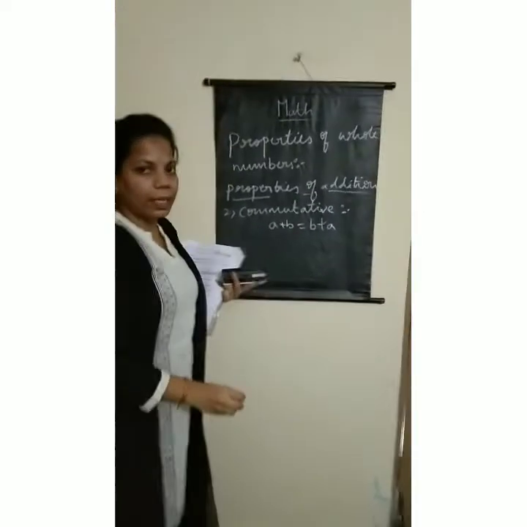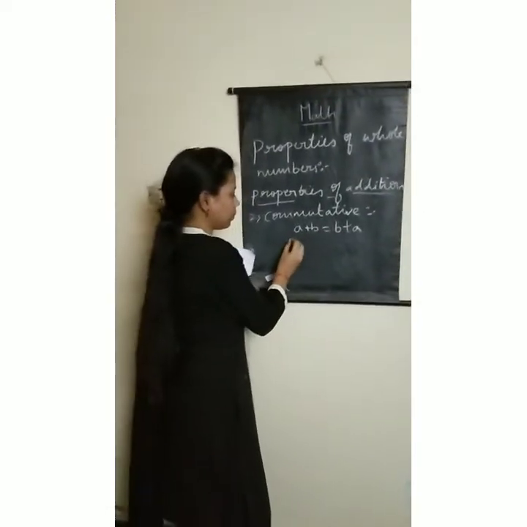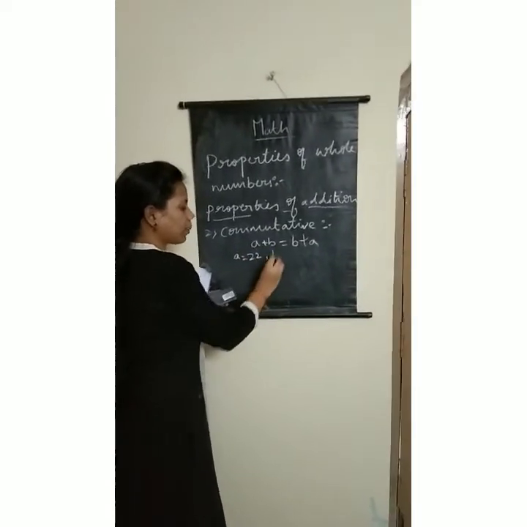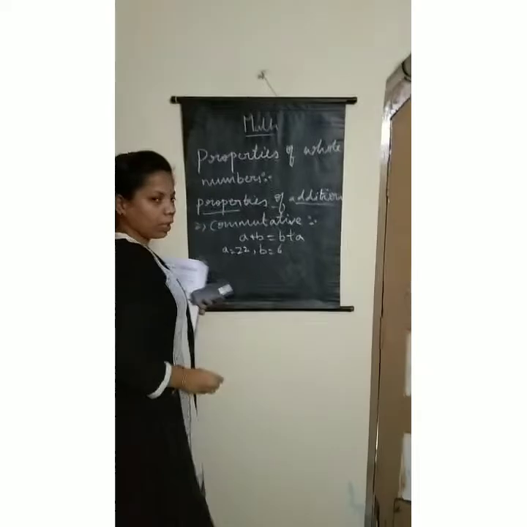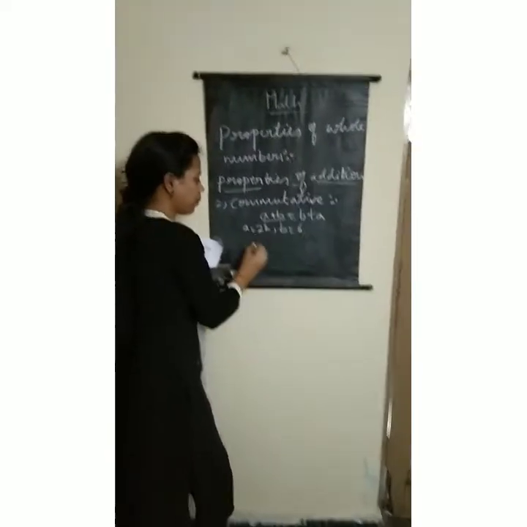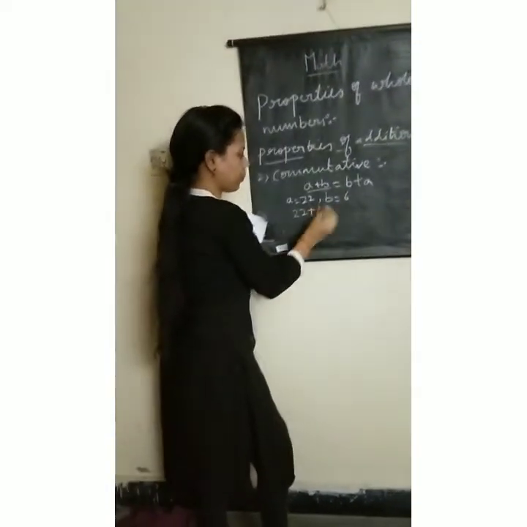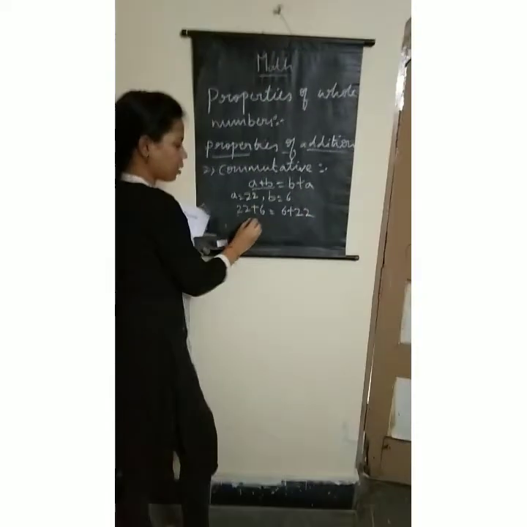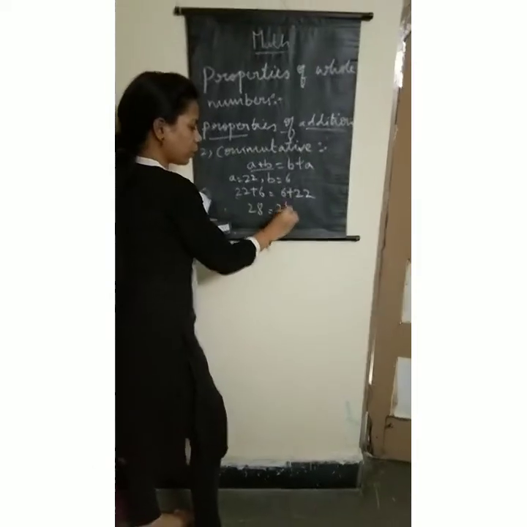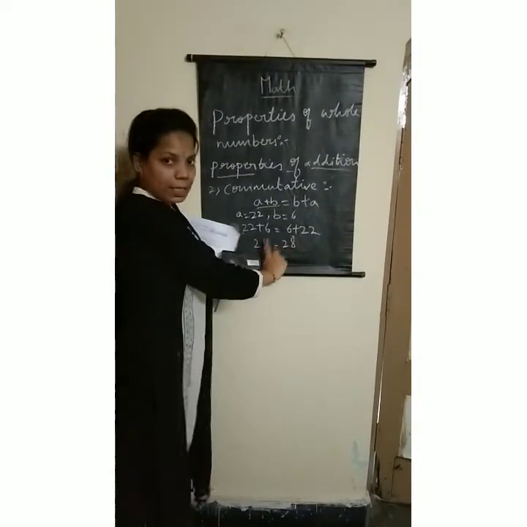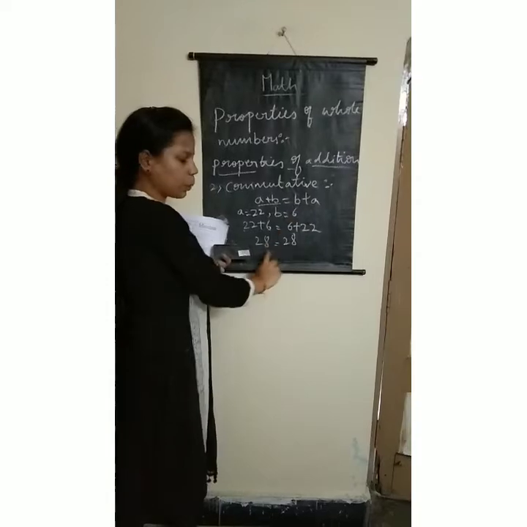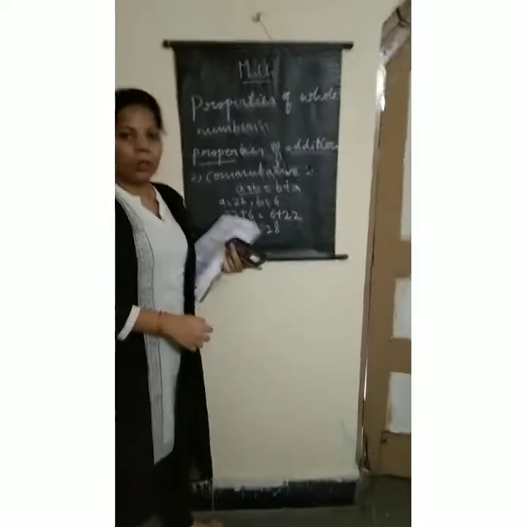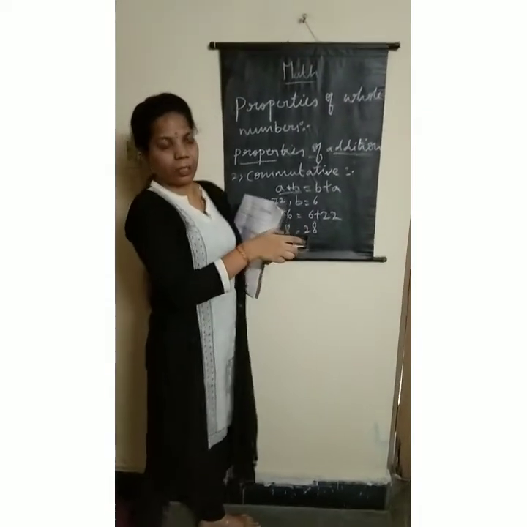For this also we will take an example. A is equal to 22 and B is equal to 6. So A plus B, 22 plus 6, is equal to B plus A, 6 plus 22. So 28 is equal to 28. So we got the same answer. A plus B is equal to B plus A. So commutative property holds good for addition.